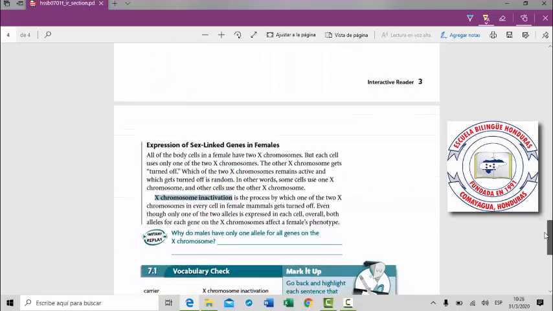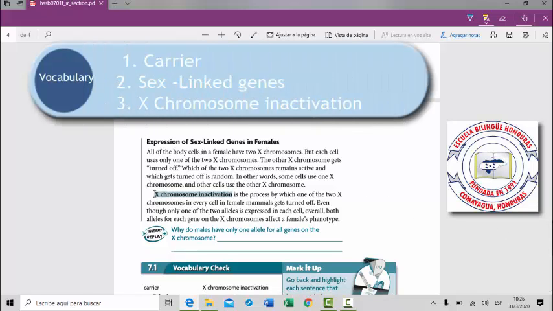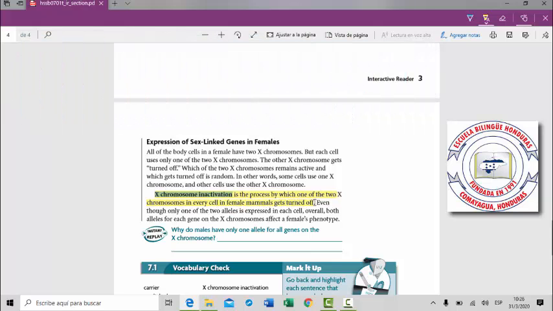Next part, guys, we have the last vocabulary definition. In this case, X chromosome inactivation. It is a process by which one of the two X chromosomes in every cell of the female mammal gets turned off. Okay? That is the lesson, and if you see on the screen, go down.